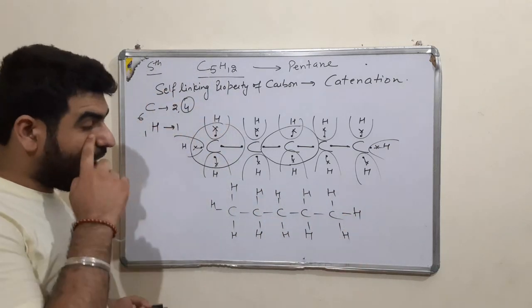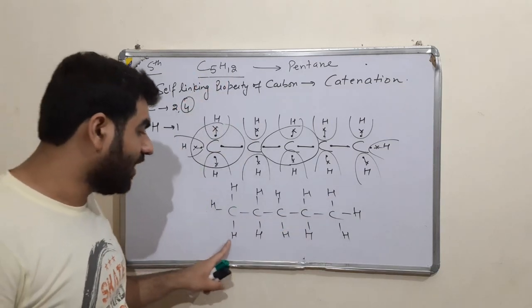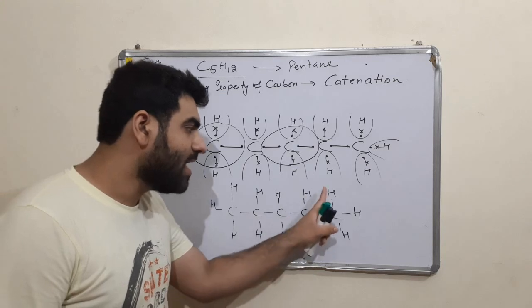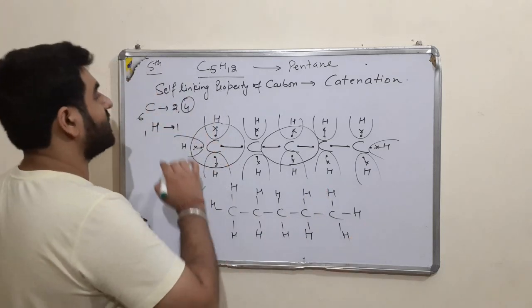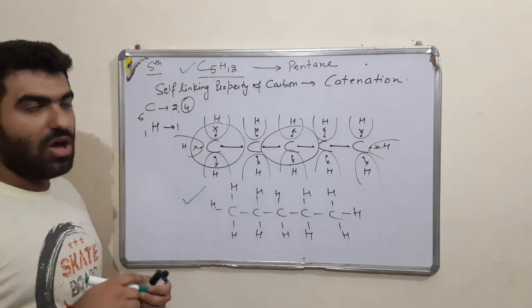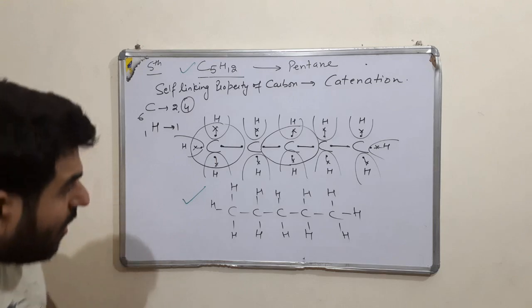Alright, so now count. 5 carbons are there, good. How many hydrogen? 12. 1, 2, 3, 4, 5, 6, 7, 8, 9, 10, 11, 12. So it means that this structure is correct. Alright, C5H12, which is pentane.